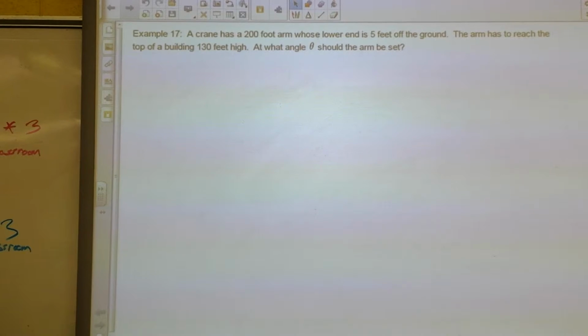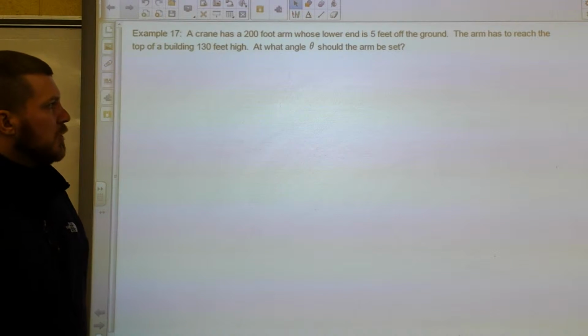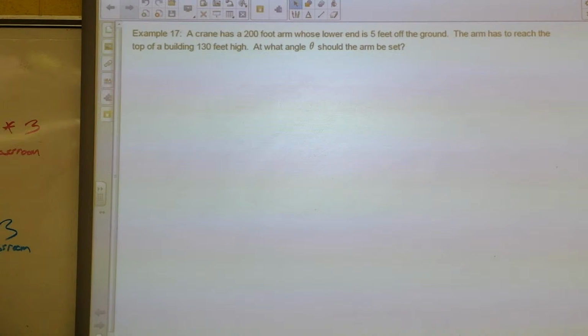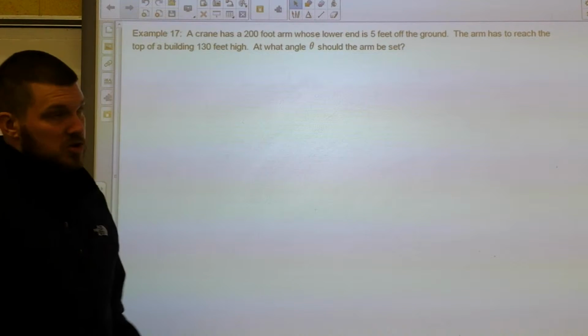In example 17, we're told that we have a crane that has a 200-foot arm whose lower end is 5 feet above the ground, and the arm has to reach the top of the building that's 130 feet high. What angle theta should the arm be set? So again, we're going to model, so we're going to start off by drawing a picture.